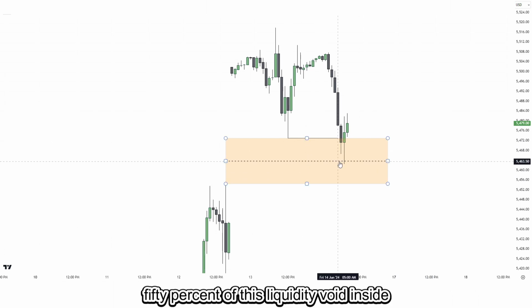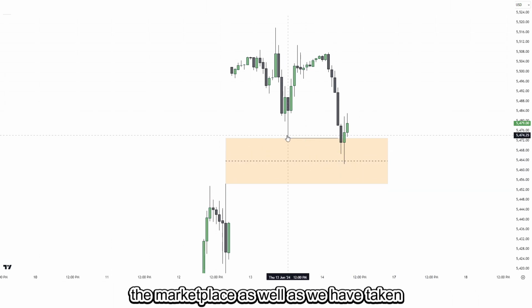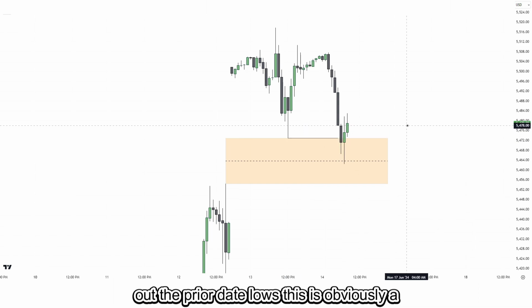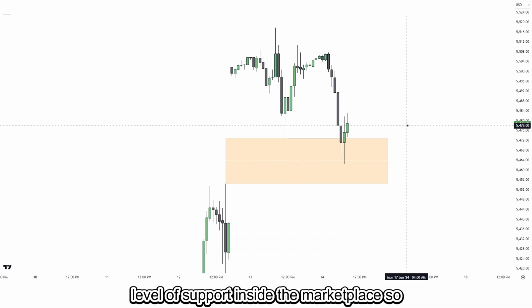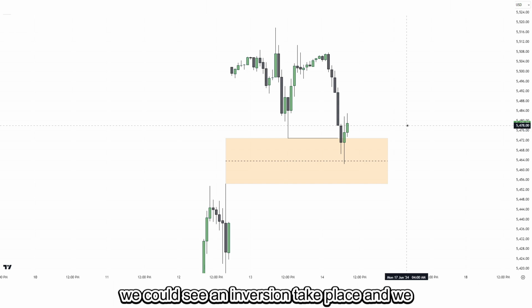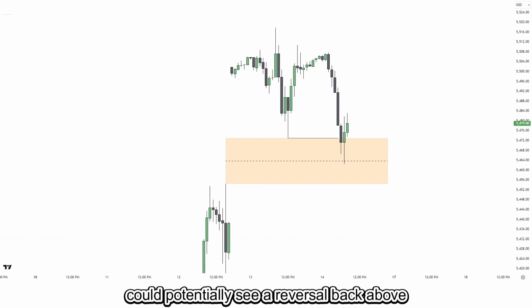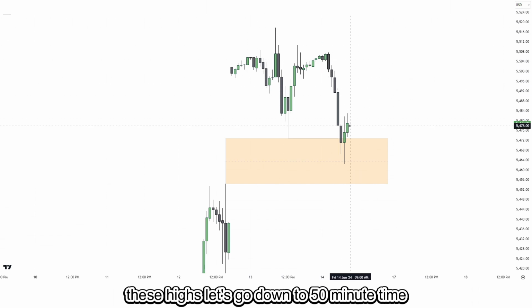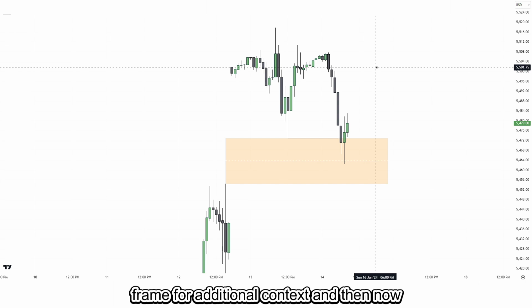So we have the 50% of this liquidity void inside the marketplace, as well as we have taken out the prior day lows. This is obviously a level of support inside the marketplace. So if we can see a lower time frame break away from this level, then that could signal that we could see an inversion take place, and we could potentially see a reversal back above these highs. Let's go down to 50-minute time frame for additional context.